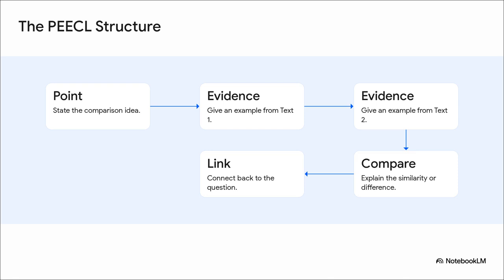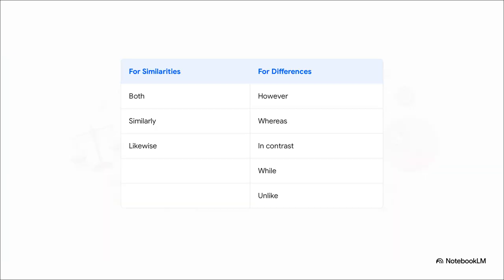You make your point, you back it up with evidence from text 1, then evidence from text 2, you explicitly compare them, and then you link it all back to the original question. It's basically foolproof.